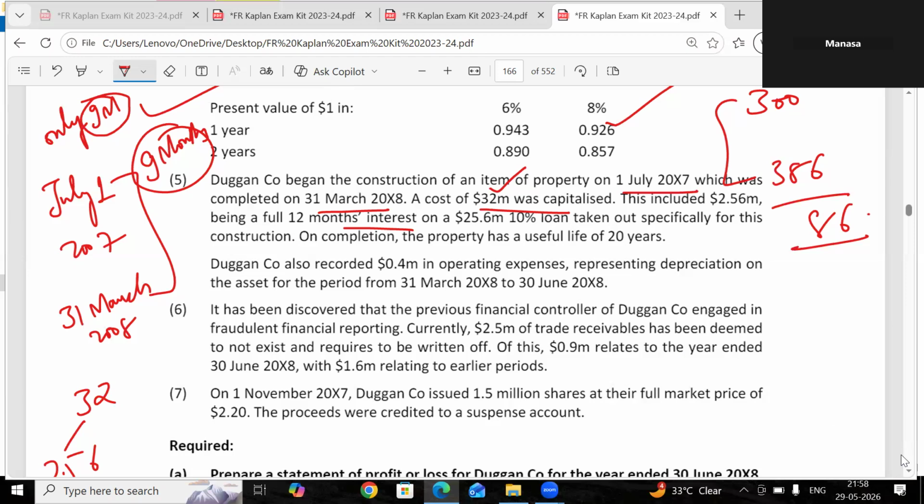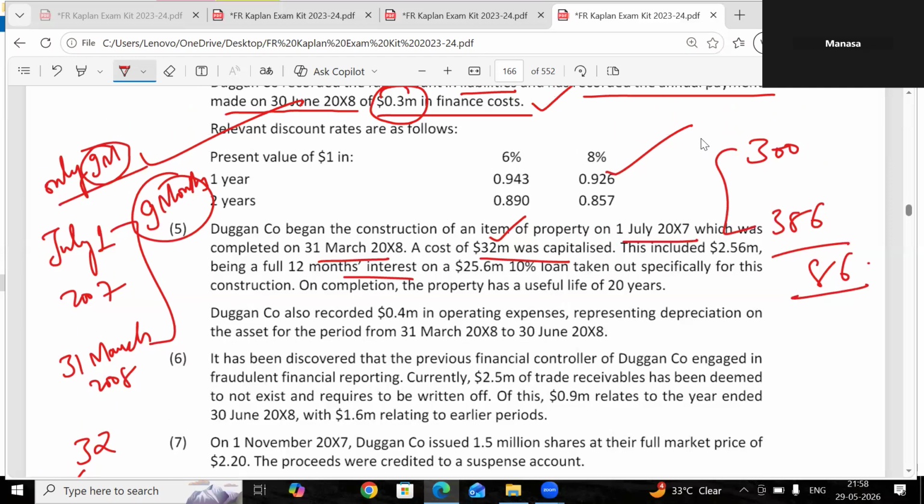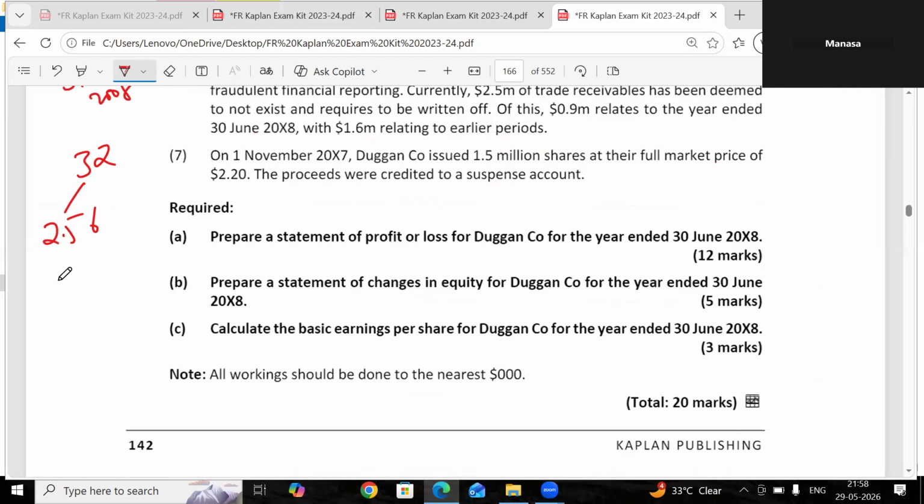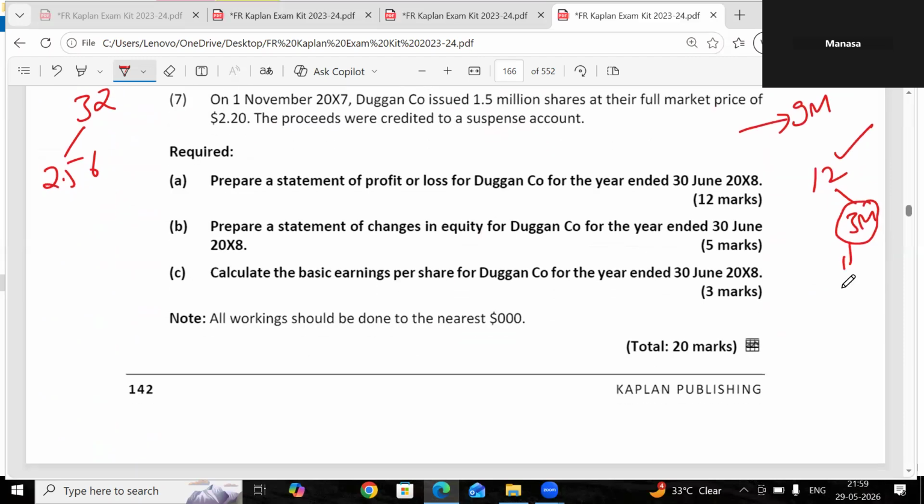Yes. So you have to only capitalize for 9 months. You capitalized for 12 months. Actually, construction completed in 9 months, so capitalization should happen for 9 months, but you capitalized for 12 months. So extra capitalization of how much? 3 months. That 3 months capitalization you need to rectify. That means you need to expense. So now we will calculate that.